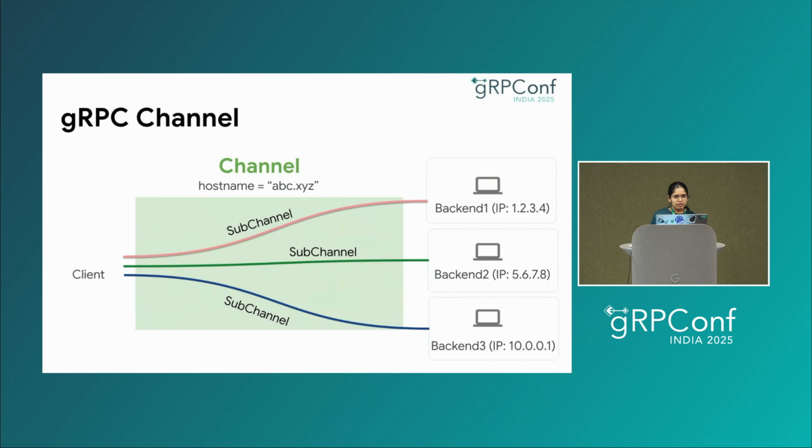Now that we've seen what gRPC is, let's take a look at some of gRPC's core concepts, and that obviously starts with a channel. A gRPC channel is an object that represents a long-lived connection to a gRPC server identified by a host name and port. You can think of a channel as a pipe through which all the communication between a client and server will flow. While channels are an abstraction concept, sub-channels are the real connections to your backend instances.